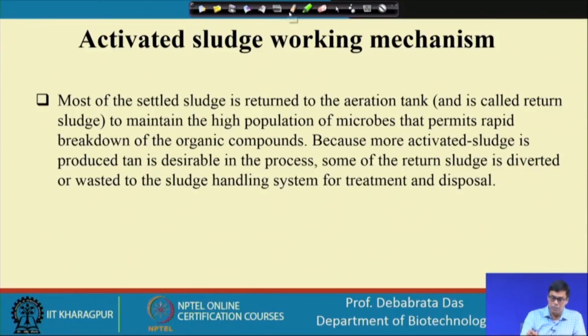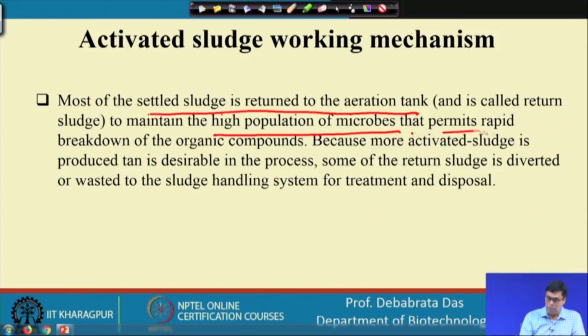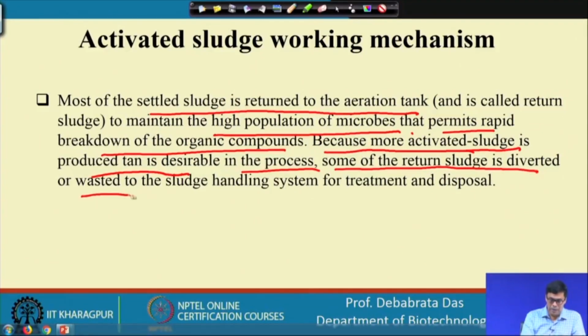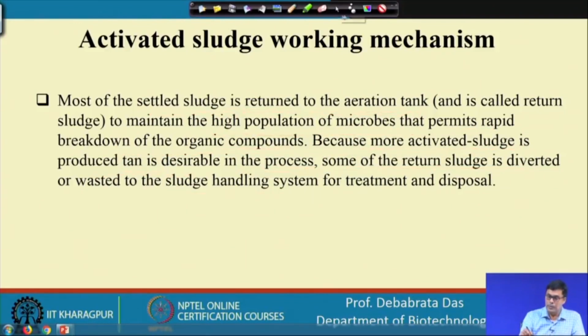Most of the settled sludge is returned to the aeration tank to maintain the high population of microbes that permits the rapid breakdown of the organic compounds, because more activated sludge is produced than is desired in the process. Some of the return sludge is diverted to the waste sludge handling system, as I mentioned before.